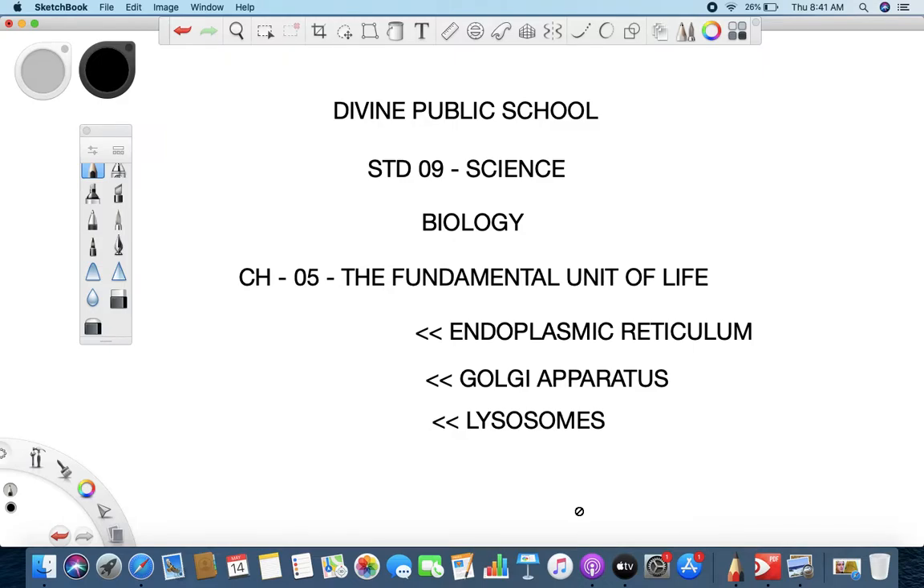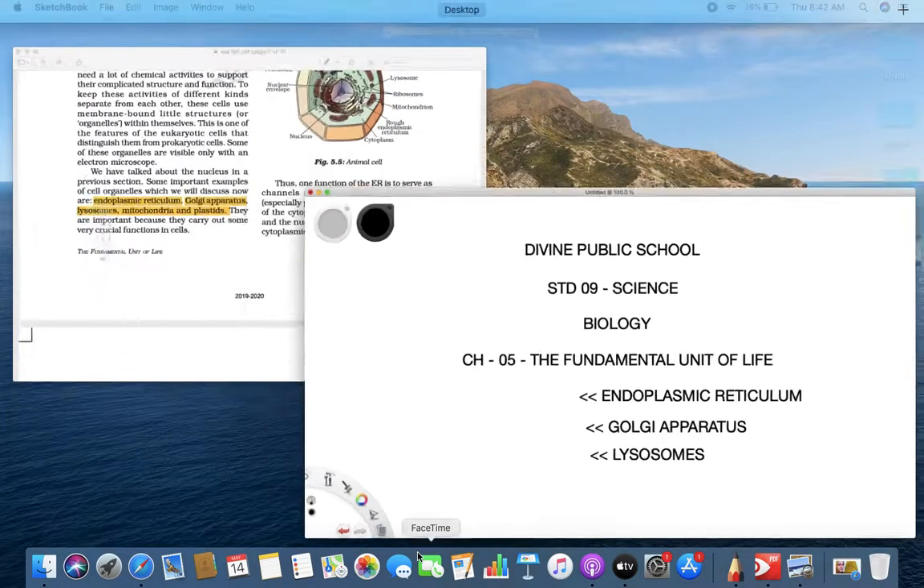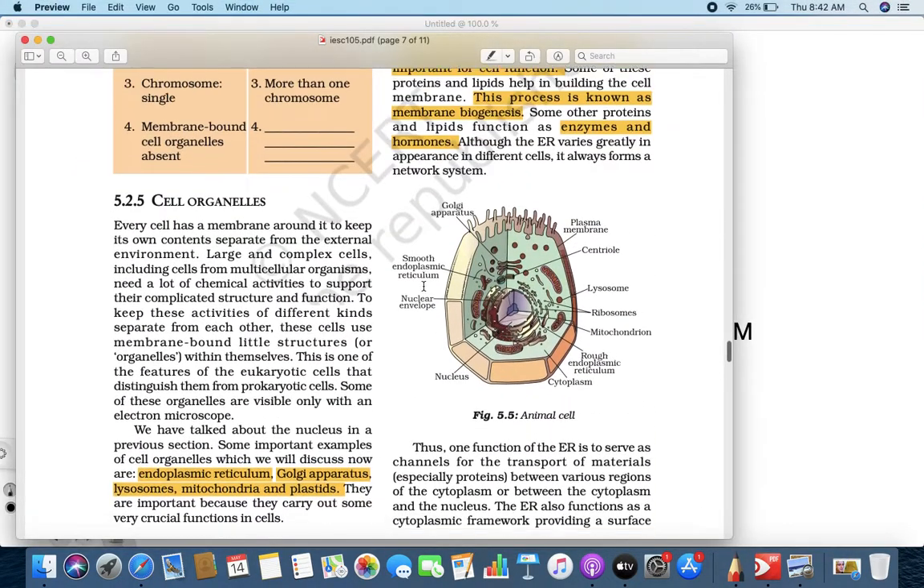We are learning chapter 5, the fundamental unit of life. Now, yesterday we saw the endoplasmic reticulum, right? Now, we are going inside a cell. We are talking about cell organelles. The first organelle we learned was the endoplasmic reticulum, right?